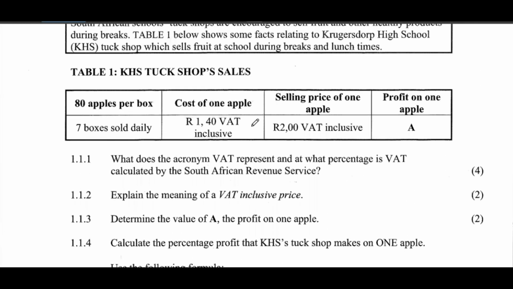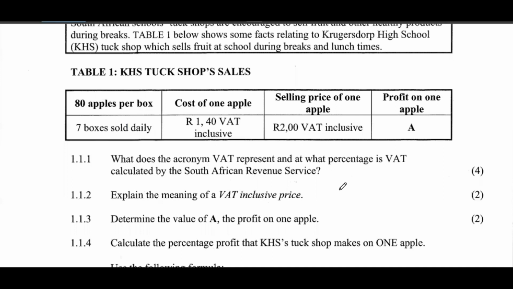All right, let's look at that Table 1. It says 80 apples per box, and the person buys 7 boxes. 7 boxes are sold daily. Cost of 1 apple, it's this much. The selling price is this much. These are VAT inclusive. Profit on 1 apple is missing, which is A. What does the acronym VAT represent, and at what percentage is VAT calculated by South African Revenue Services, SARS?